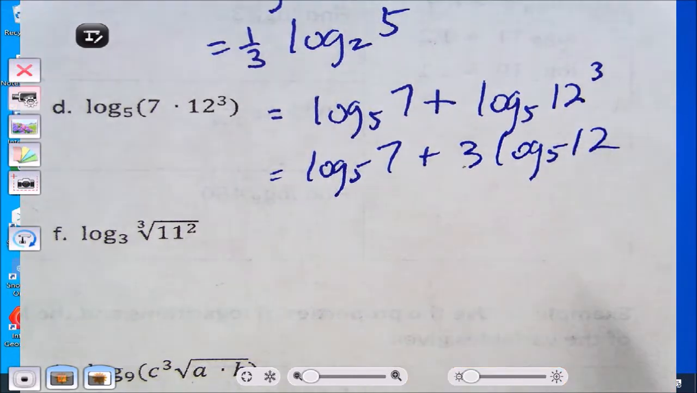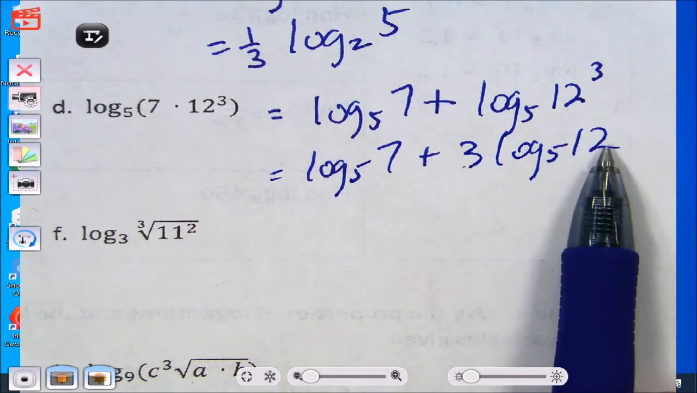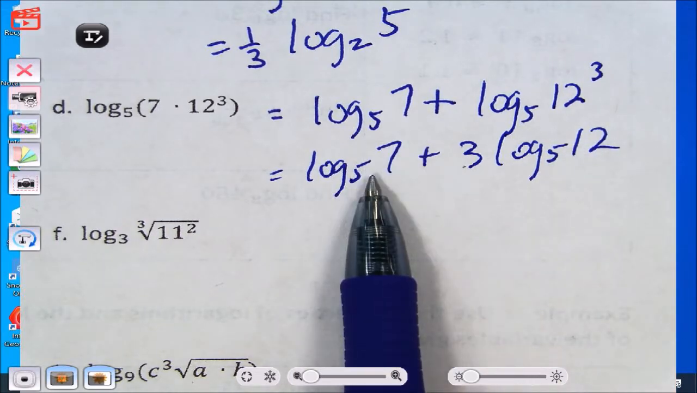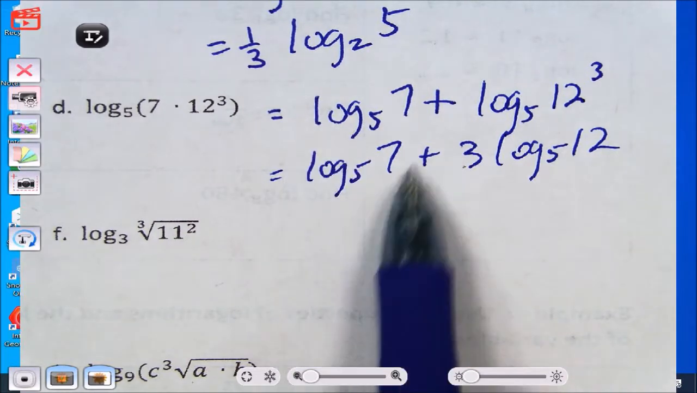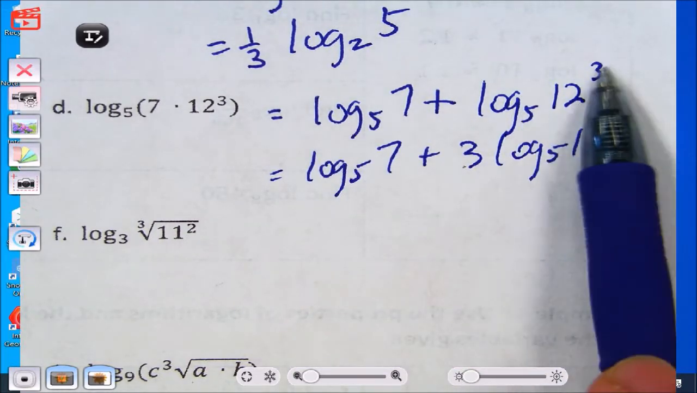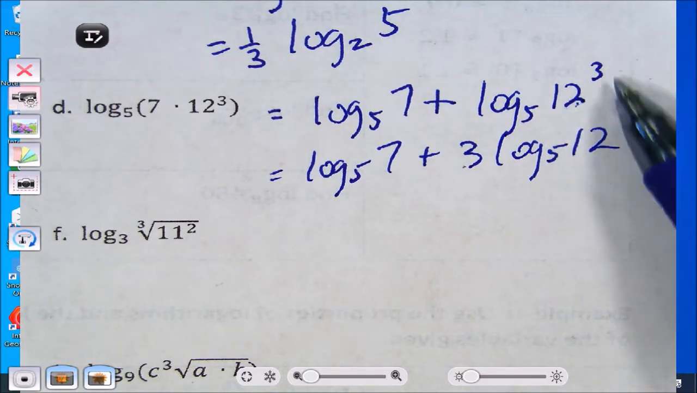You know you're done when you only have one thing living inside of a log. So this is a 12 inside of the log. This is a 7 inside of a log. So this part was done. The log base 5 of 7 was done. The log base 5 of 12 to the third was not finished because it's two numbers, 12 and a 3. That's got to move out.